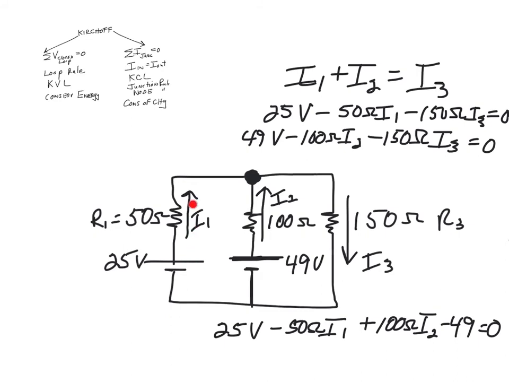Supposing we did this one. Some of you chose this one and got it right and others didn't. So if we go this way, it's going to be 25 volts, minus 50 I1. Now we're going around the loop opposite the direction. So the voltage drops this way, it's going to rise this way. So this has to be positive 100 ohms I2 because of the direction we chose. And notice we're going backwards through the battery, so that has to be a negative 49 volts. And that would be equal to 0.